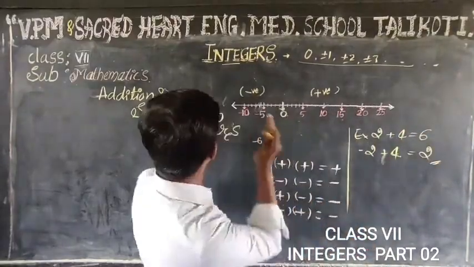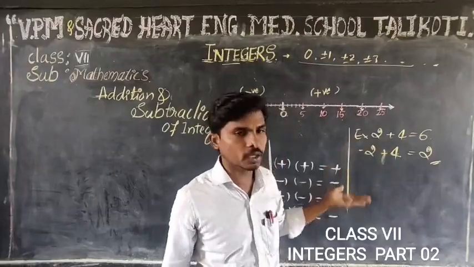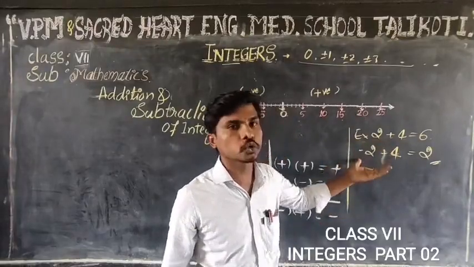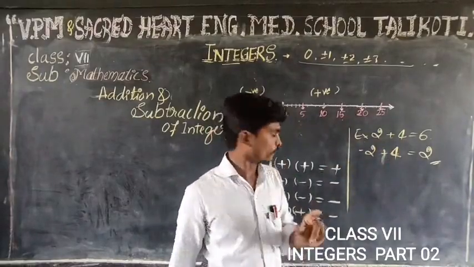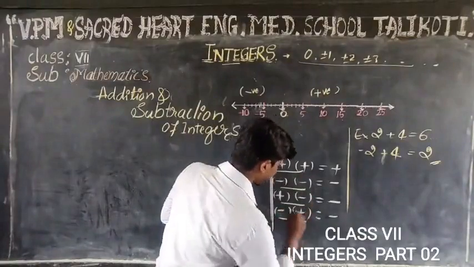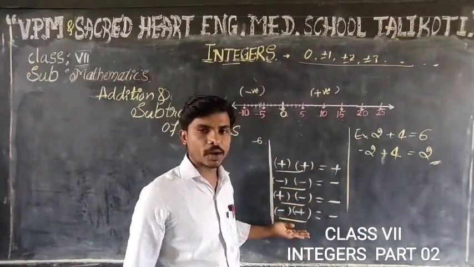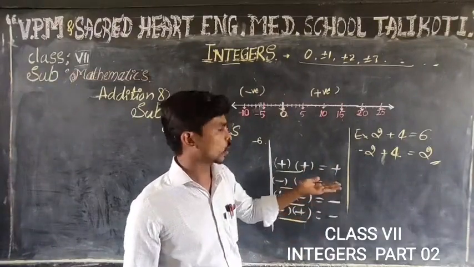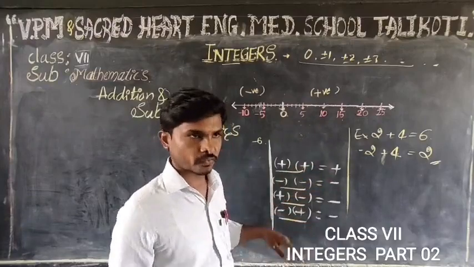Coming to the case of integers. How to add two integers and how to subtract two integers. This is our important thing. Suppose, by using these four sentence forms or symbolic sentence forms, I am going to explain how to add two integers and how to subtract two integers.